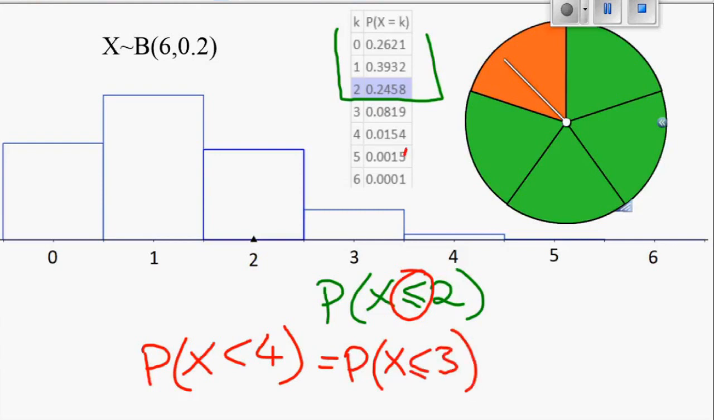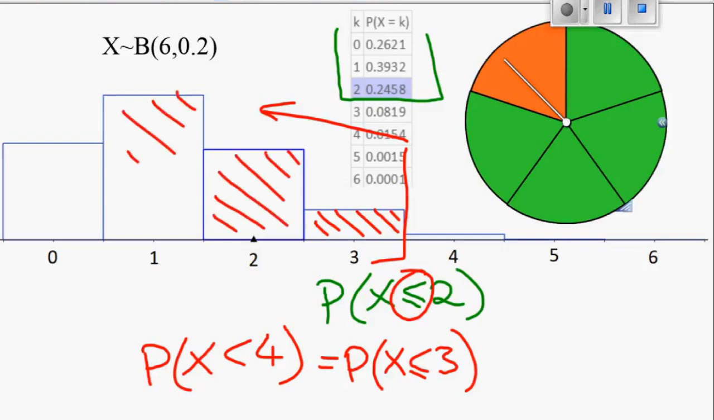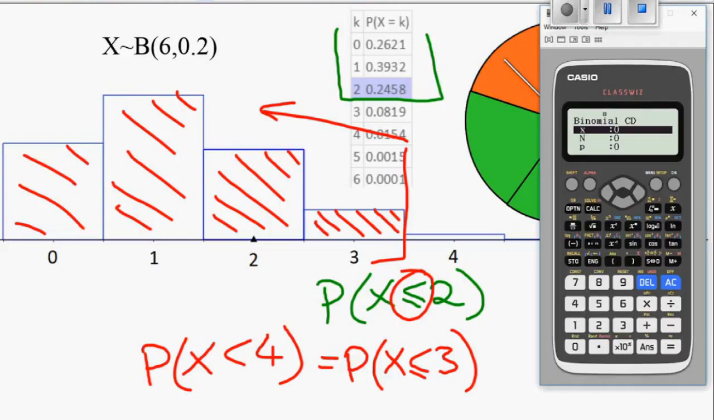On my bar chart, if I'm saying x is less than 4, so x is 4 this way, then I'm saying x is equal to 3 or less than 3. So that is why I can just change it round to this less than or equal symbol, and now I can use my calculator as I did before. So to answer this question, I would go into my binomial CD, I'd say this time I want 3 because that's how it is with my less than or equal symbol, n is still 6, and p is 0.2.